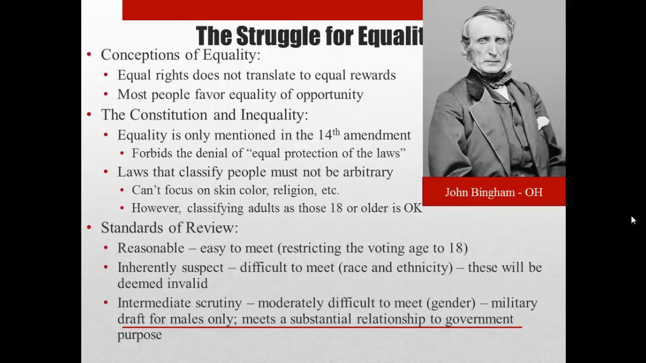And intermediate scrutiny is the third standard of review the Supreme Court uses, and these are moderately difficult to meet. So the military draft for males only, that is okay, they've allowed that. And it says that this meets a substantial relationship to government purpose. So is there a reason, is there a benefit for the government to classify people based on this, a clear benefit? And according to the Supreme Court for the draft, yes, that is okay. So reasonable standards of review, those laws are okay. Inherently suspect, those laws are going to be thrown out. And intermediate scrutiny is somewhere in between depending on different factors.